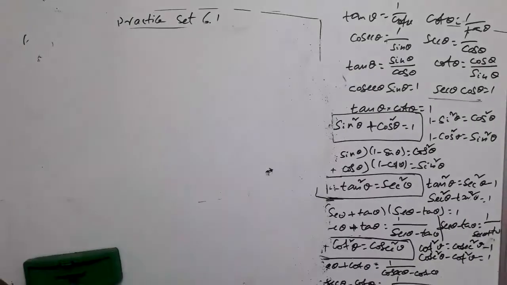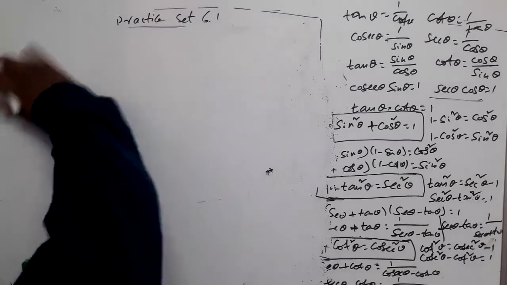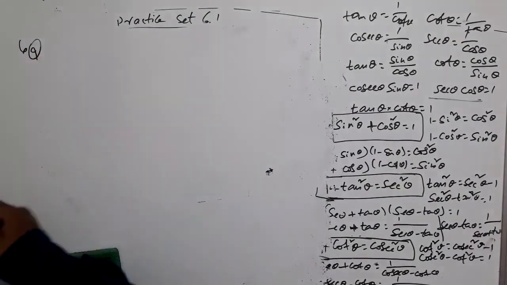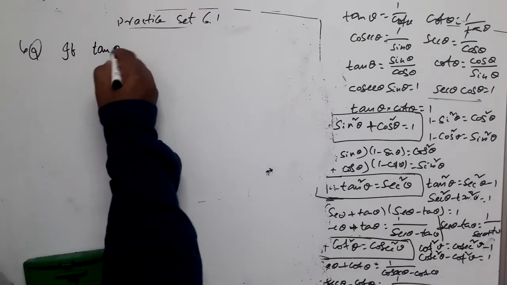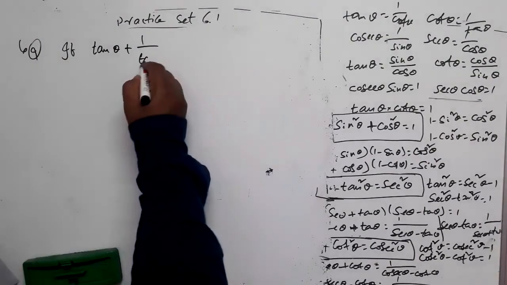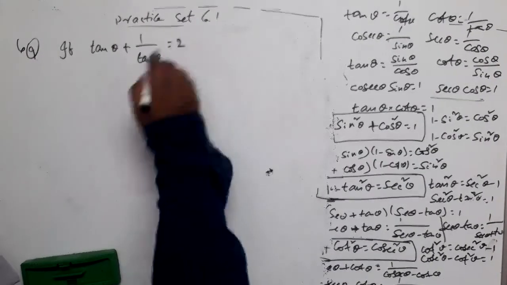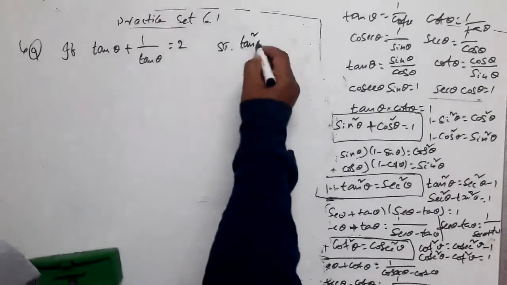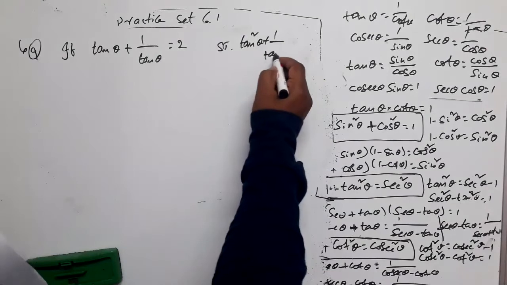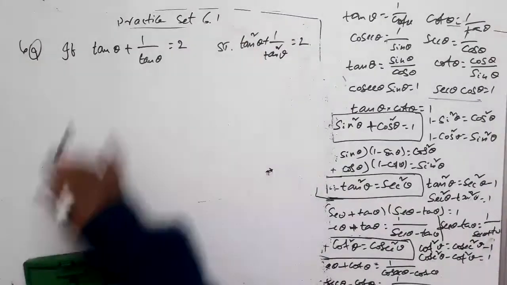Next, the ninth bit. If tan theta plus 1 by tan theta is equal to 2, show that tan square theta plus 1 by tan square theta is equal to 2. That is the question.